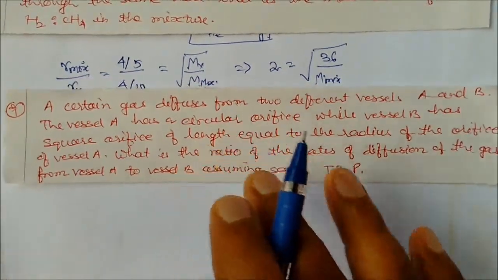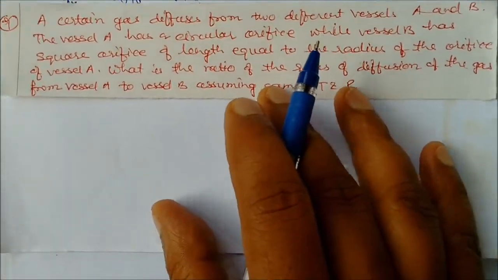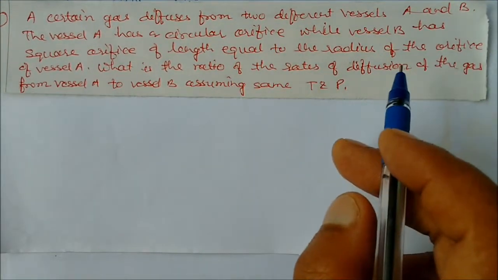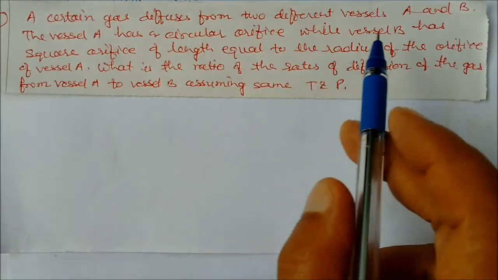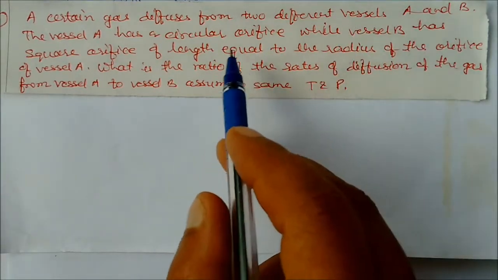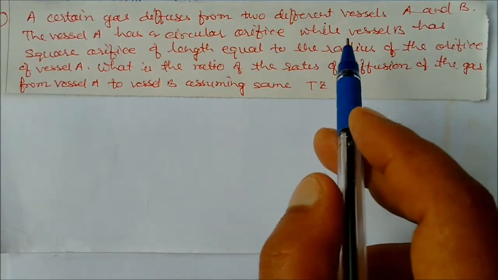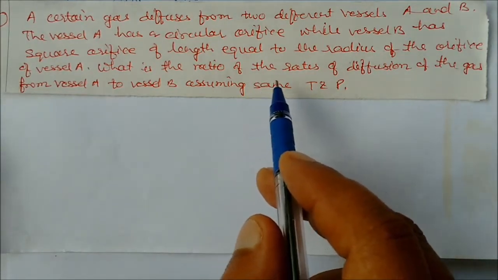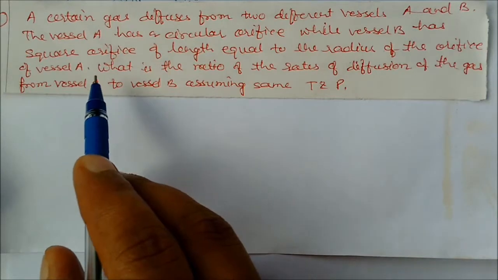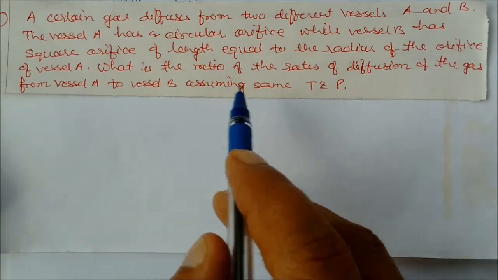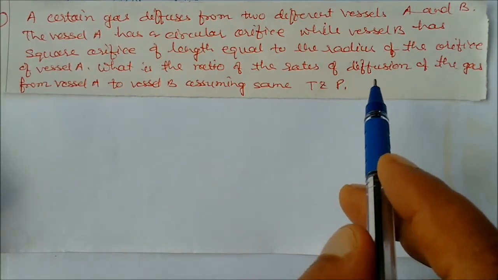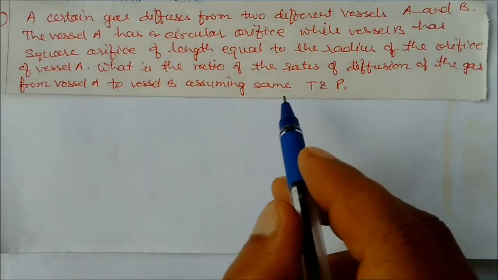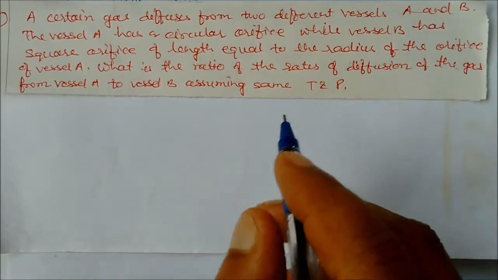Now this question. A certain gas diffuses from two different vessels A and B. Vessel A has a circular orifice while vessel B has a square orifice of length equal to the radius of the orifice of vessel A. What is the ratio of the rates of diffusion of the gas from vessel A to vessel B, assuming the same temperature and pressure?